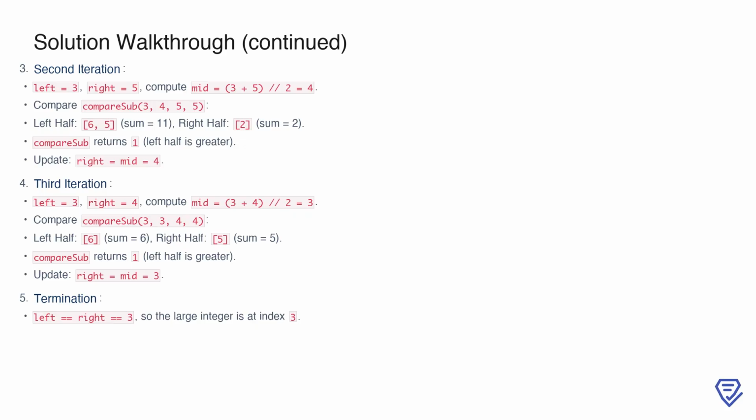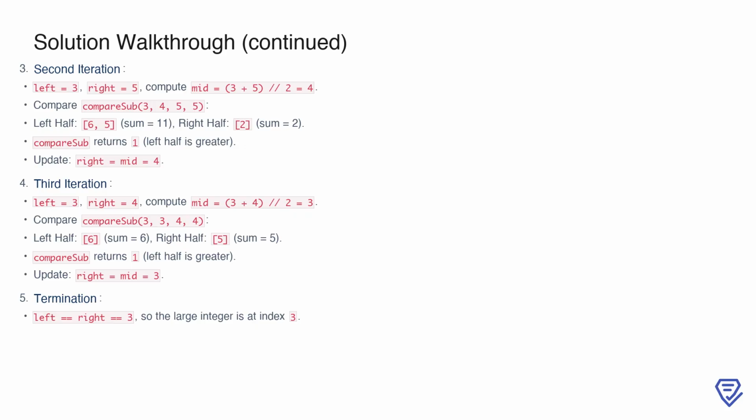Using compare sub, we compare the sum of the left half, 6, 5, with the sum of the right half, 2. The left half sums to 11, while the right half sums to 2. Since the compare sub result is 1, indicating the left half is greater, we update right to mid, narrowing the range to indices 3 through 4.